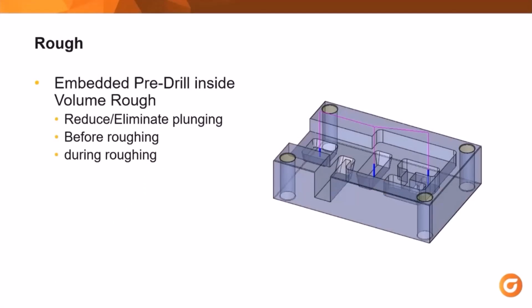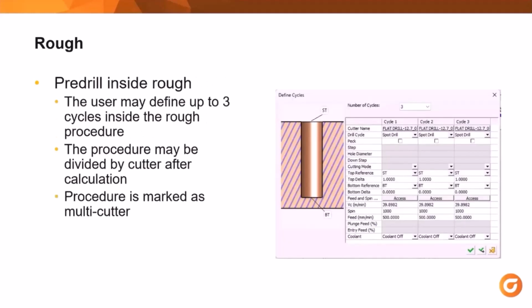Roughing. In version 2024, we've embedded pre-drilling inside volume rough. This will reduce or eliminate plunging. It can be done before the roughing or during the roughing cycle. The pre-drill may consist of up to 3 cycles inside the rough procedure. The procedure may be divided by cutter after the calculation. The procedure is marked as a multi-cutter procedure.